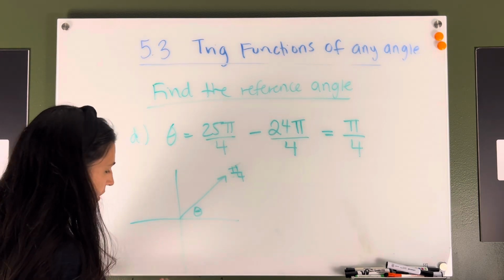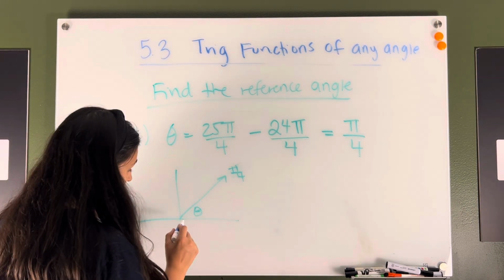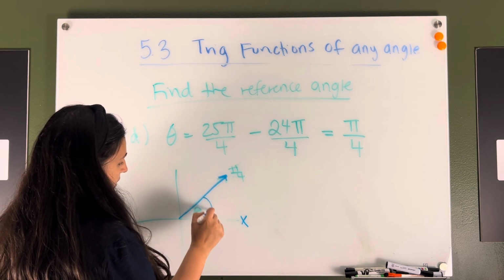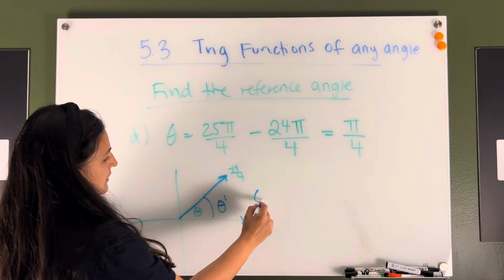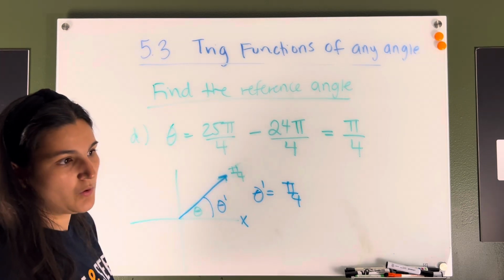So this is the first quadrant. Okay, so then the question is, what would be the reference angle? Well, the reference angle is the acute angle formed between the terminal side and the horizontal axis. So that is actually the same exact angle. So there's nothing more we have to do except give pi over 4, the coterminal angle.